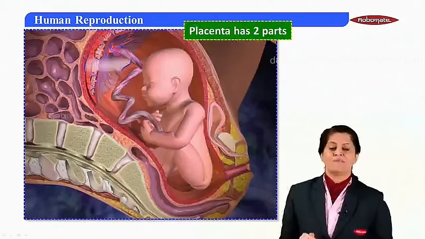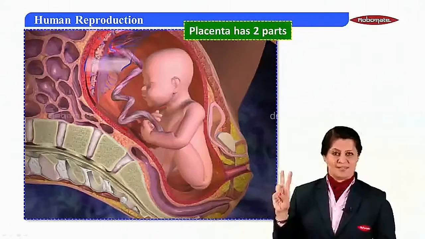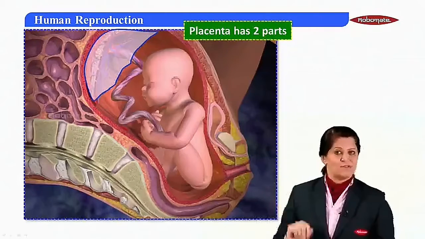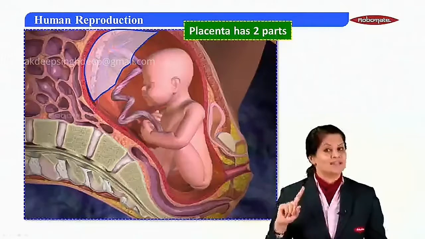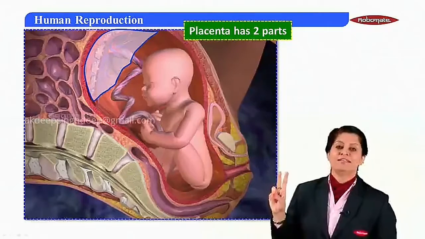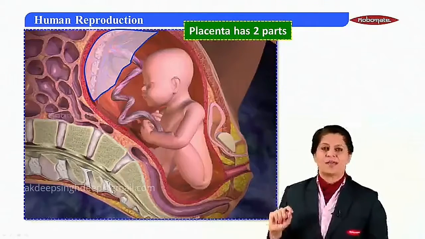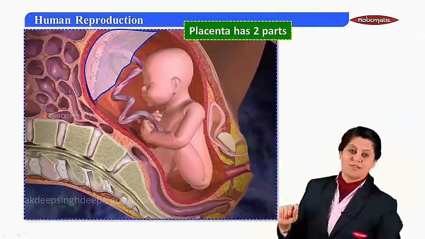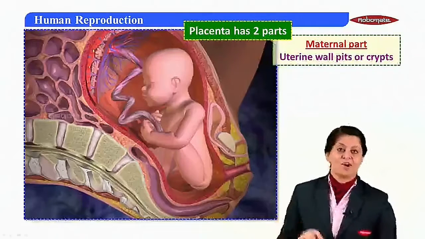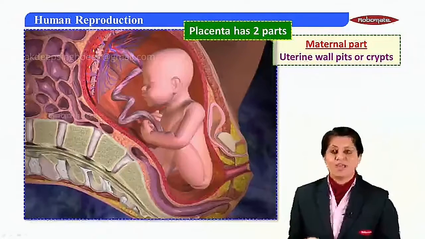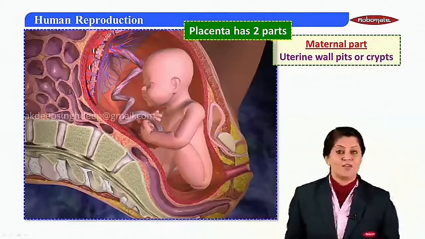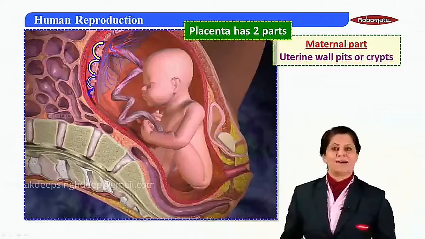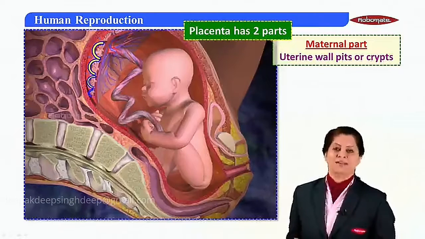Although allantois remains small, its blood vessels extend in the placenta. Now talking about placenta, students, it is formed from 2 different individuals, so there are 2 parts in placenta. There is a maternal part and a fetal part. Let's see which is the maternal part and which is the fetal part. Talking about the maternal part, you can see those pits or crypts in the uterine wall. That is the mother's part.